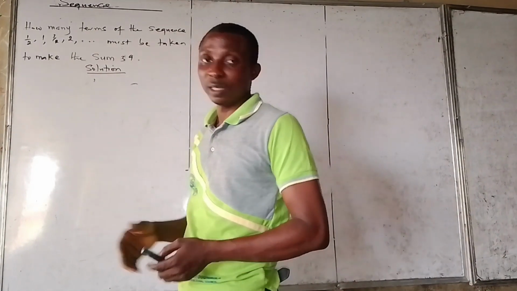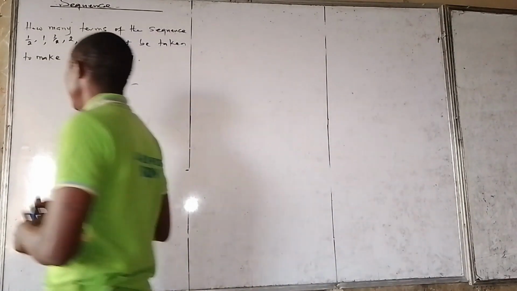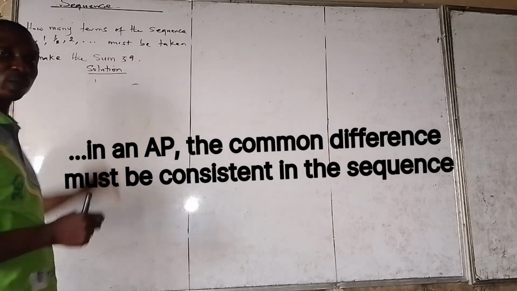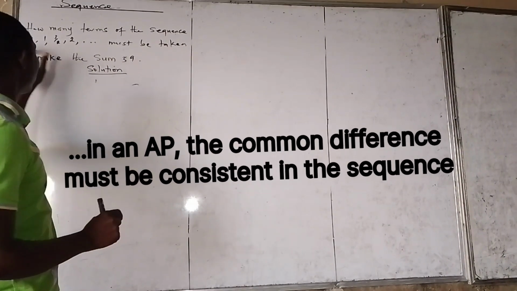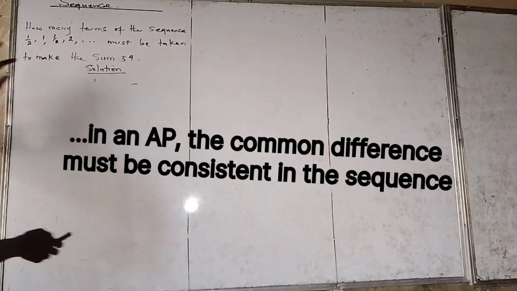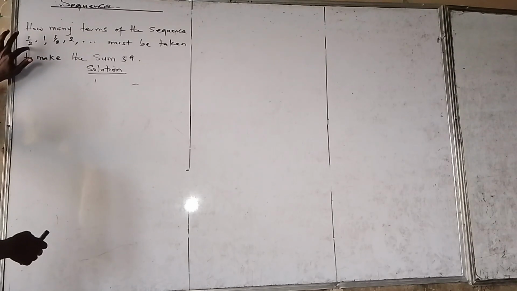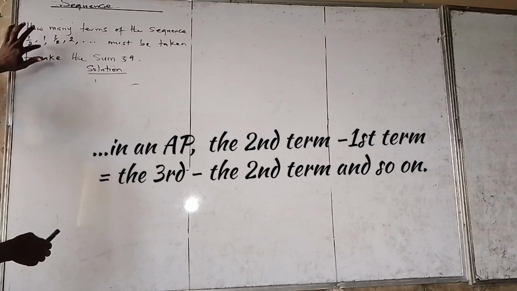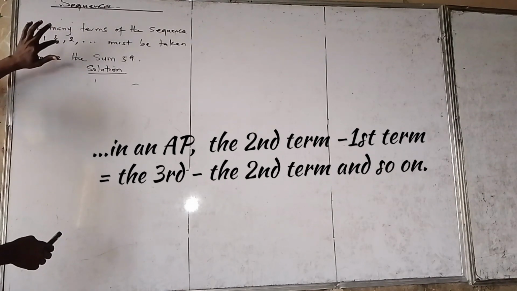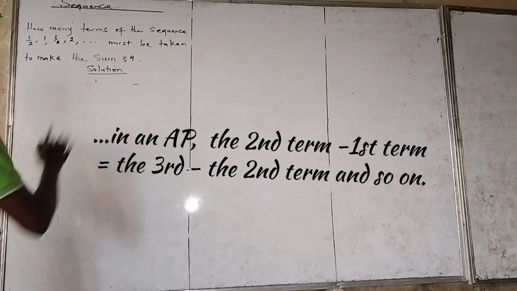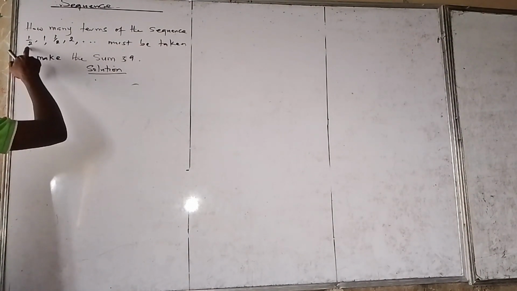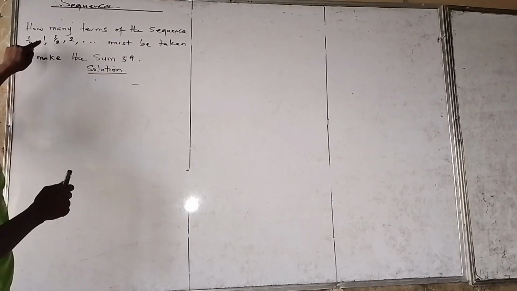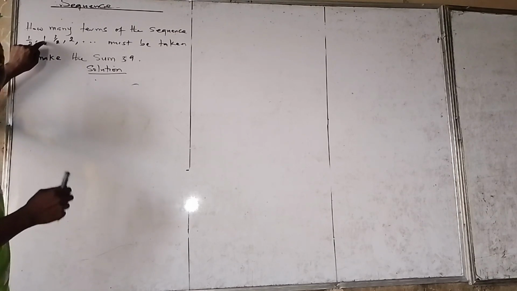Now, let's check if it is an arithmetic progression. If it's an arithmetic progression, the common difference must be consistent across the sequence. Second term minus the first term must be equal to third term minus the second term, fourth term minus the third term, and so on. So let's verify that. 1 minus half. When you remove half from 1, you have half.